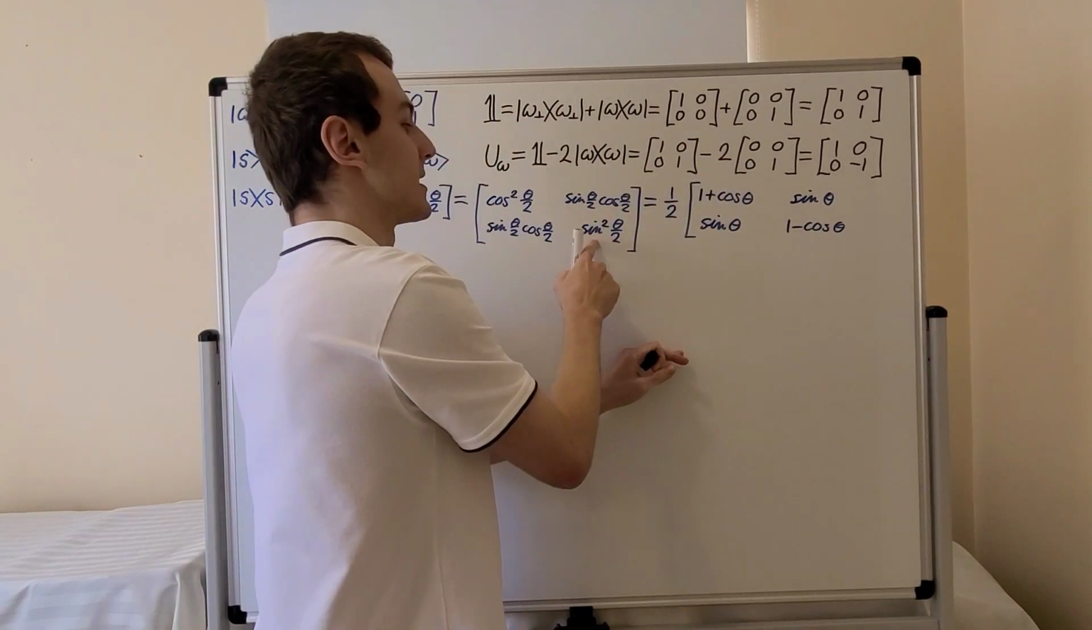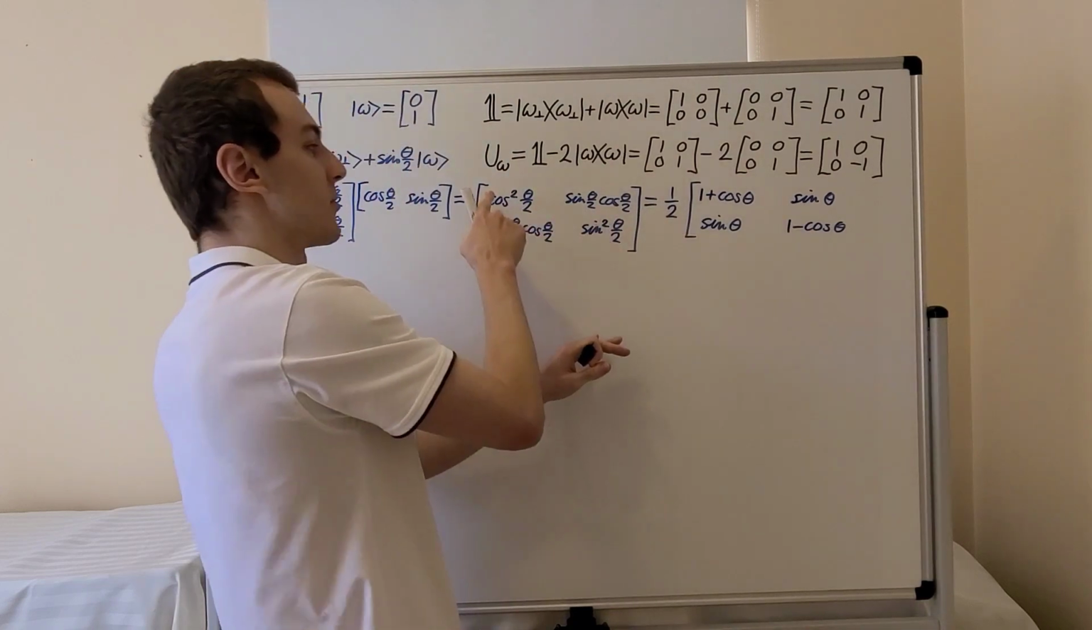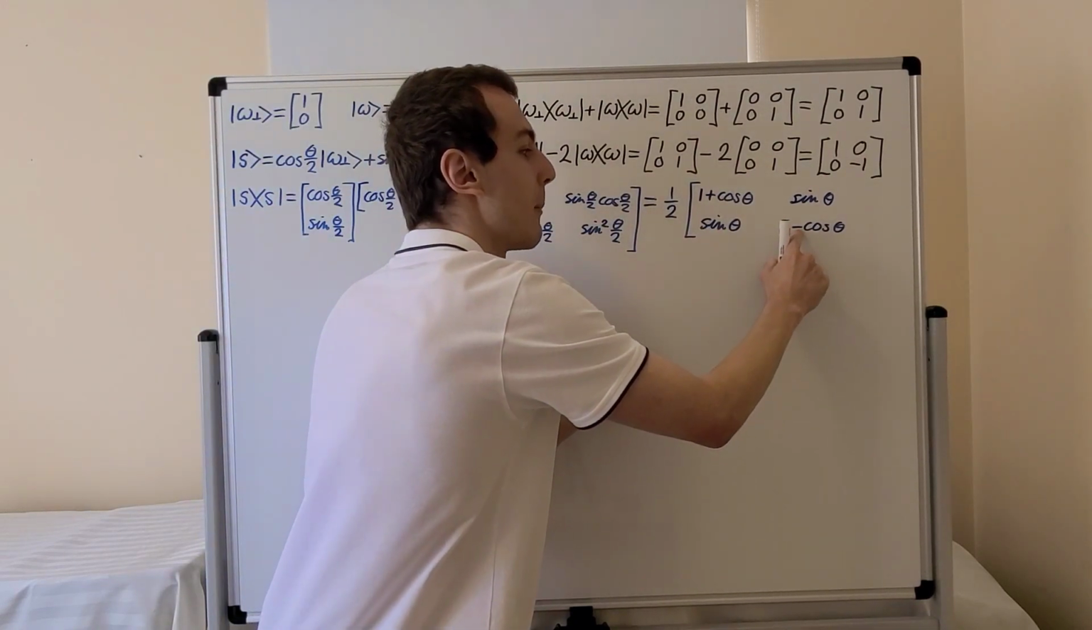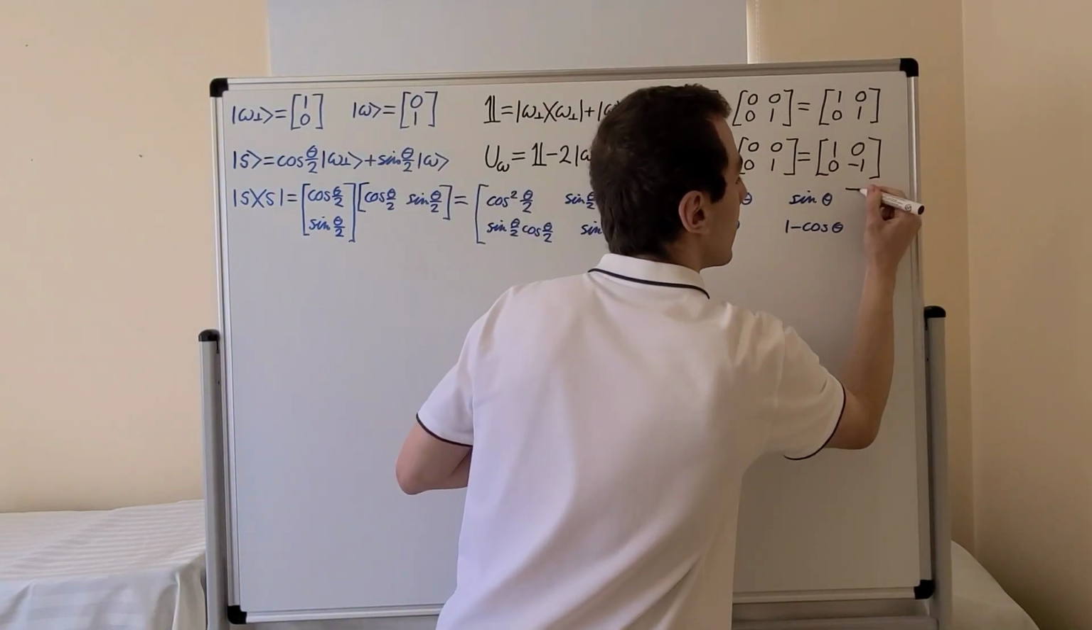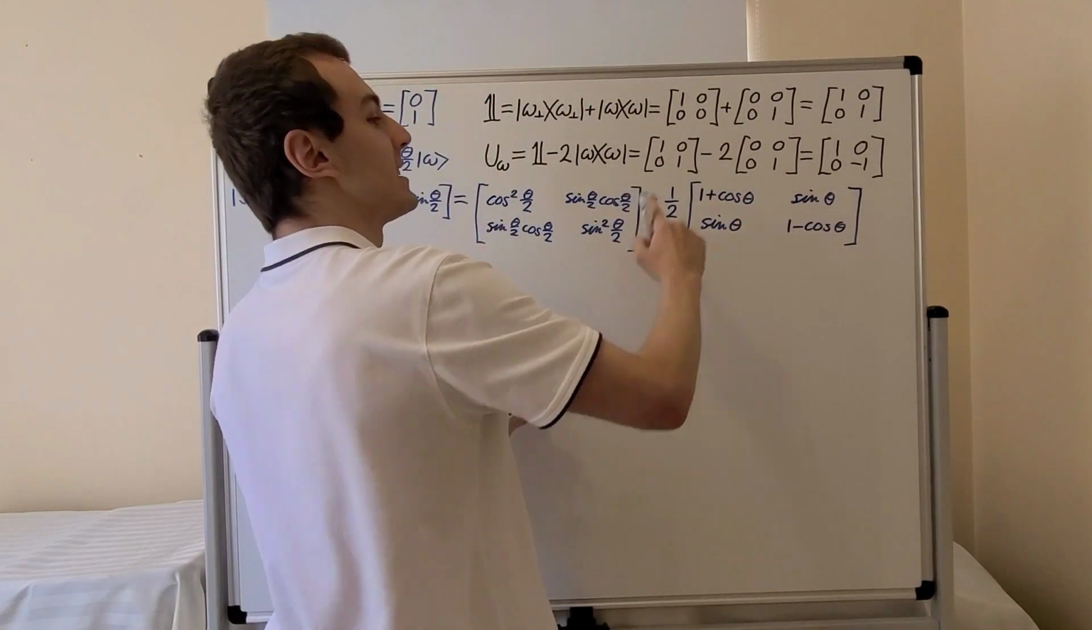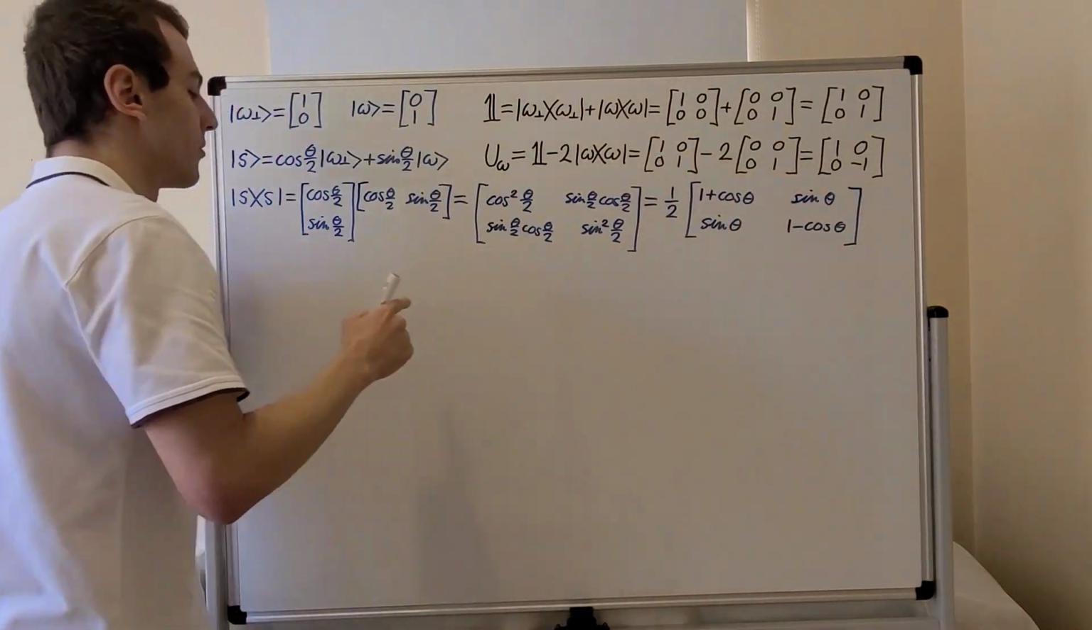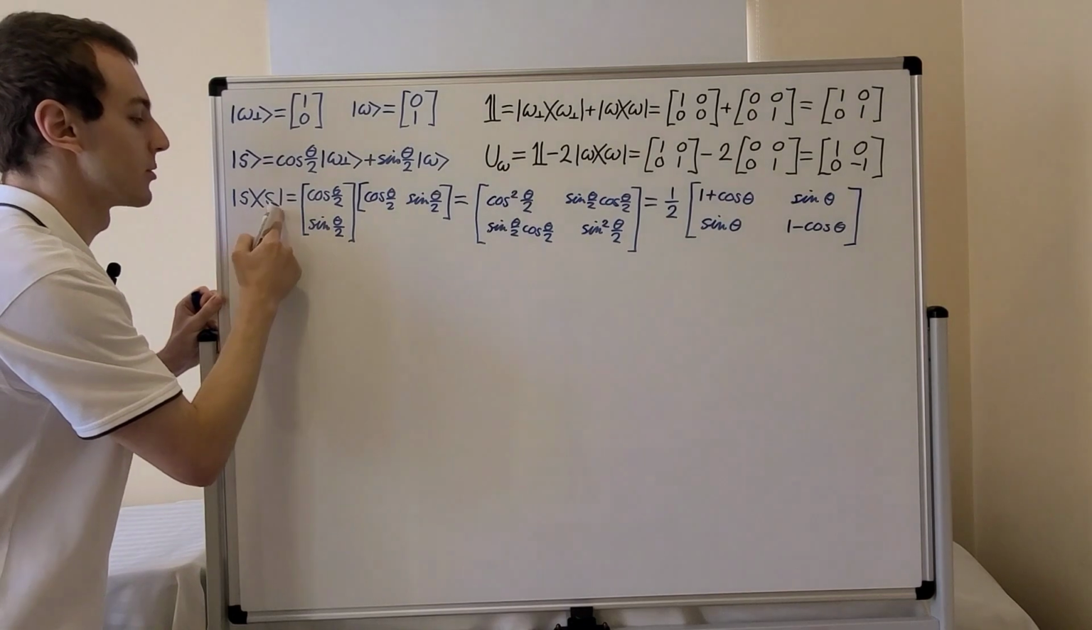So this sine squared only differs from the cosine squared by a sign over here. We have a minus sign on this cosine. So that is the matrix representation of this projector formed from S.